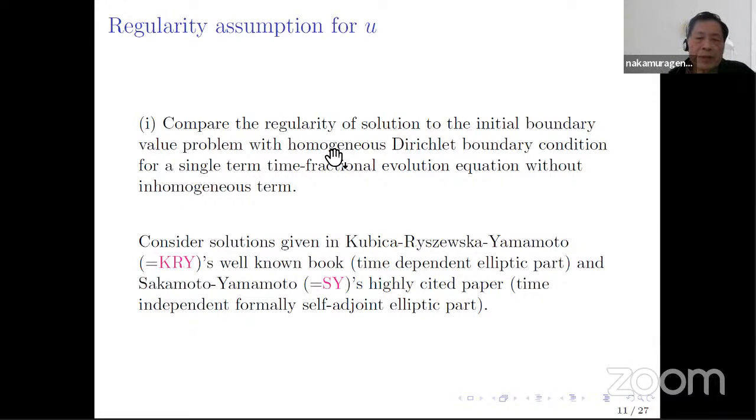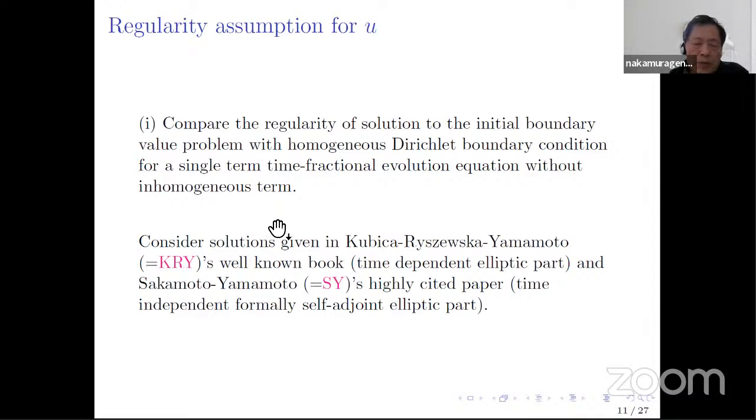Let me discuss the regularity issue of the solution for our classical UCP. I will consider this regularity issue for the case that the boundary condition is just a homogeneous Dirichlet boundary condition. And also, the equation only has a single term time fractional derivative, and the equation doesn't have an inhomogeneous term.